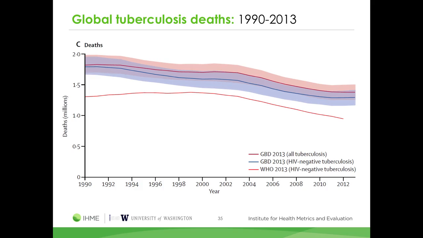Now, after all that work, the bottom line for TB is actually somewhat of an interesting story, because it suggests that, shown here in death numbers, whether you're looking at TB deaths in HIV negatives or TB deaths including HIV positives, the red line versus the blue line, there's a trend downwards. If you look at death rates, that trend is even more marked.